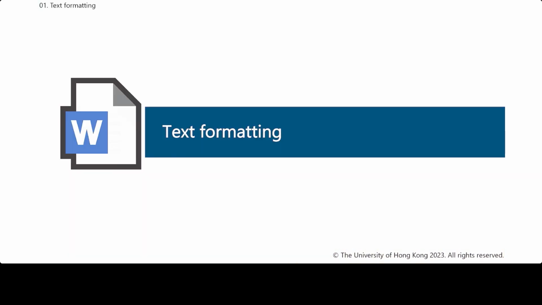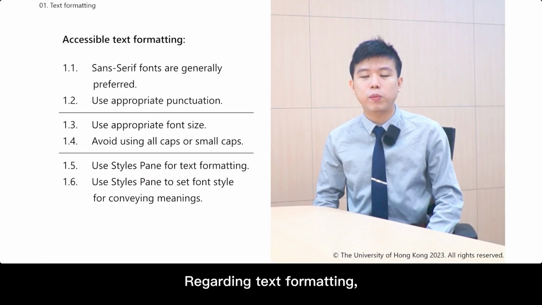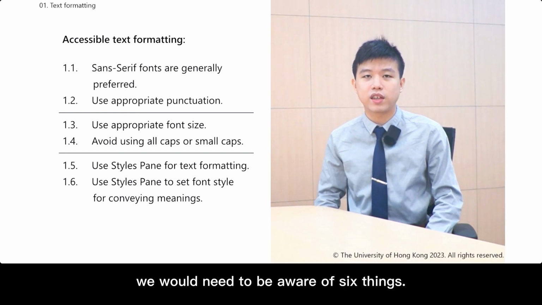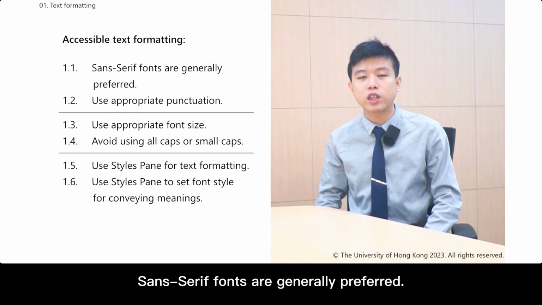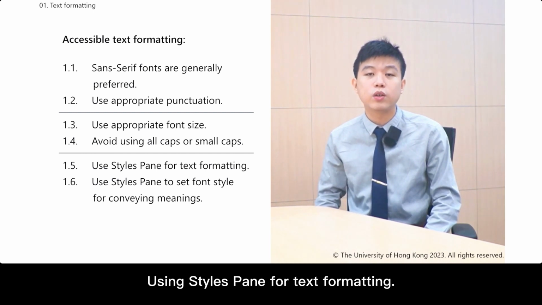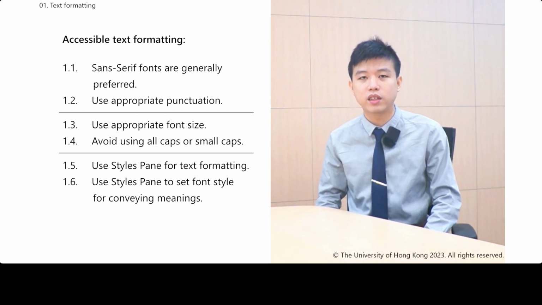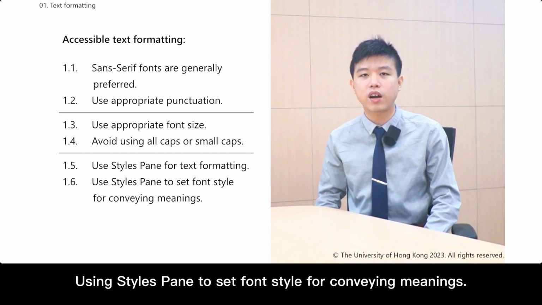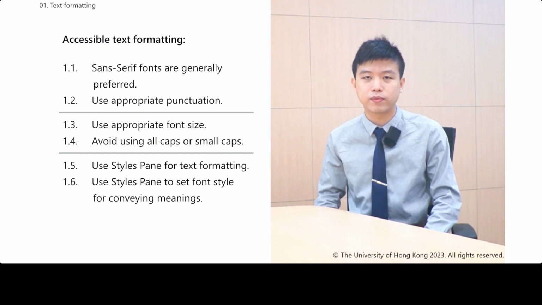Text formatting. Regarding text formatting, we would need to be aware of 6 things. Sans serif fonts are generally preferred, using appropriate punctuation, using appropriate font size, avoiding using all caps or small caps, using Styles Pane for text formatting, using Styles Pane to set font style for conveying meanings.